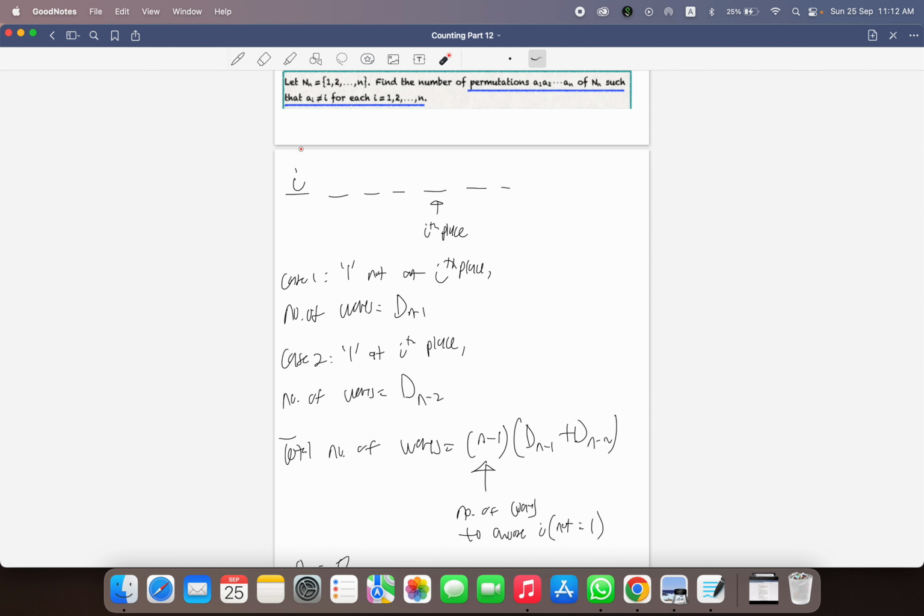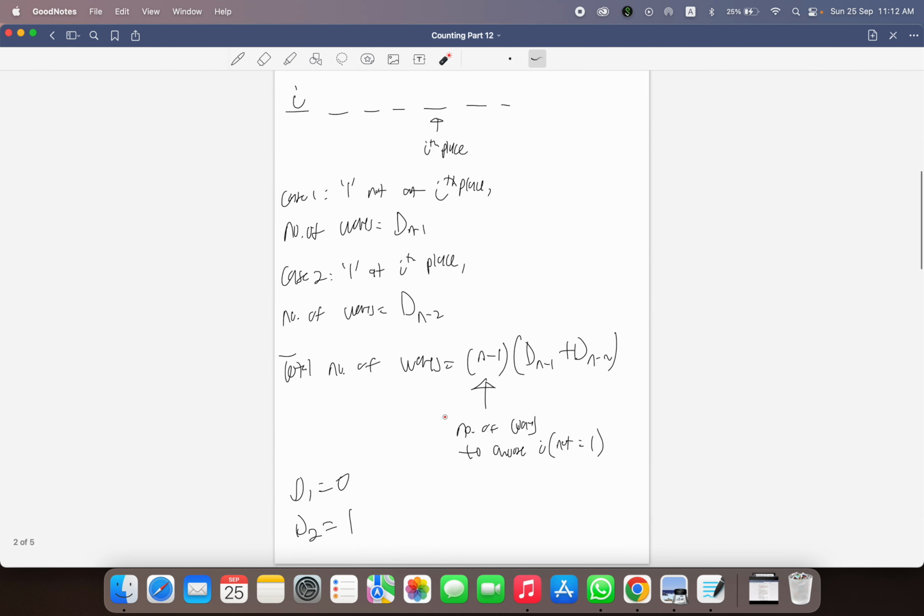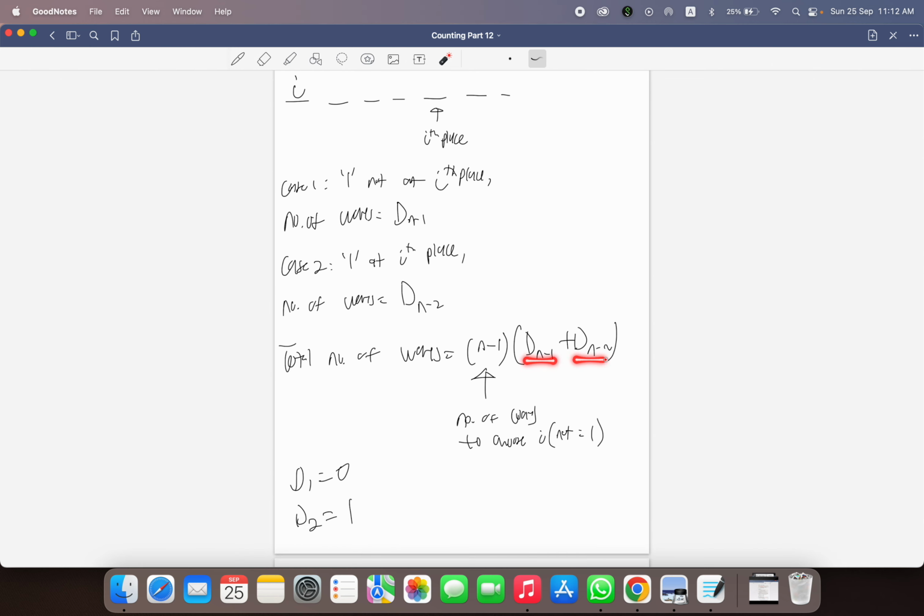So let's say i takes the position 1, then there are two cases. Either 1 takes i's position or 1 doesn't. If 1 doesn't take i's position, then you can treat this 1 as the new i, and it means that there is a derangement of the remaining n minus 1 terms, and that's why it's dn minus 1. But if 1 takes over the ith position, you are basically interchanging these two, and the remaining n minus 2 terms will be deranged, so it's dn minus 2. And so the total number of ways is dn minus 1 plus dn minus 2, this whole term times n minus 1. The reason for this n minus 1 is because you have to choose the i that cannot equal 1, and so there are n minus 1 choices.